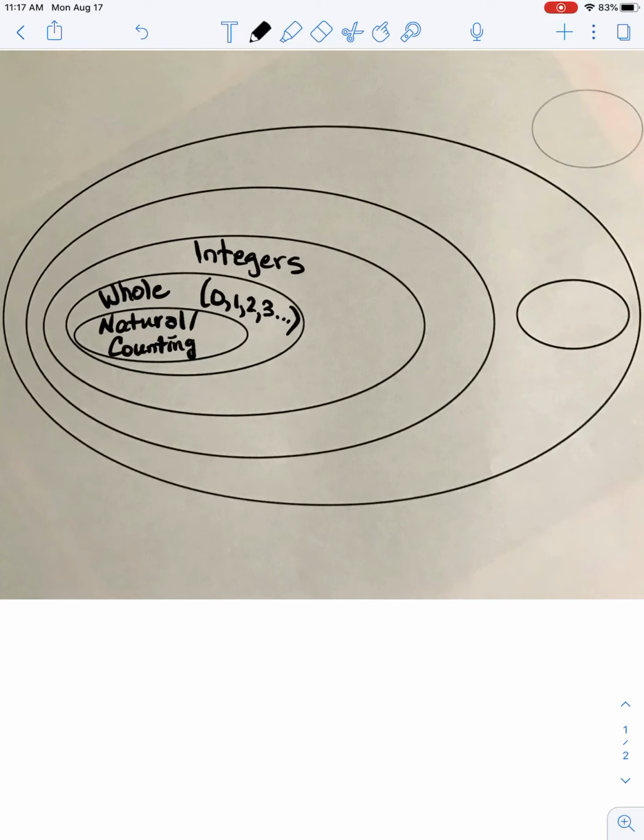Now, integers are whole numbers, so 0, 1, 2, 3, 4, and the negative numbers, the opposite of natural or counting numbers. So he could describe any situation with his sheep. Well, almost.